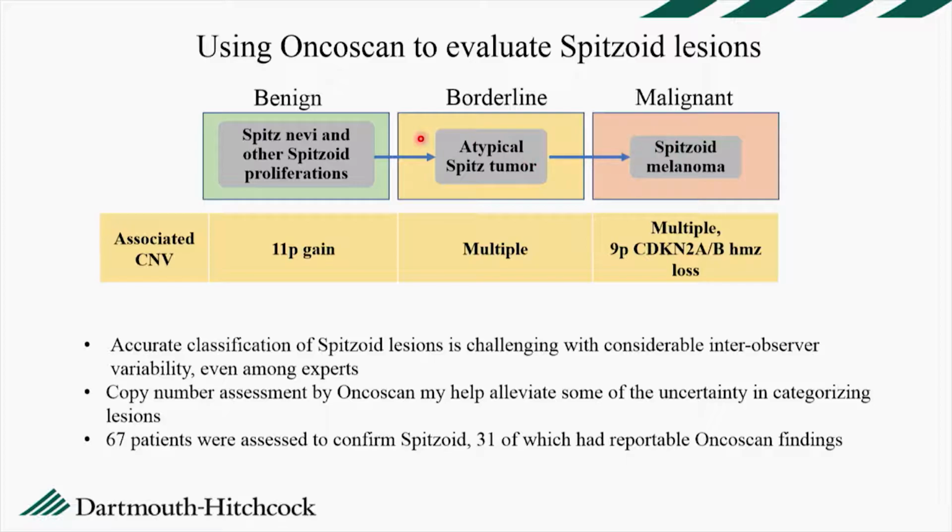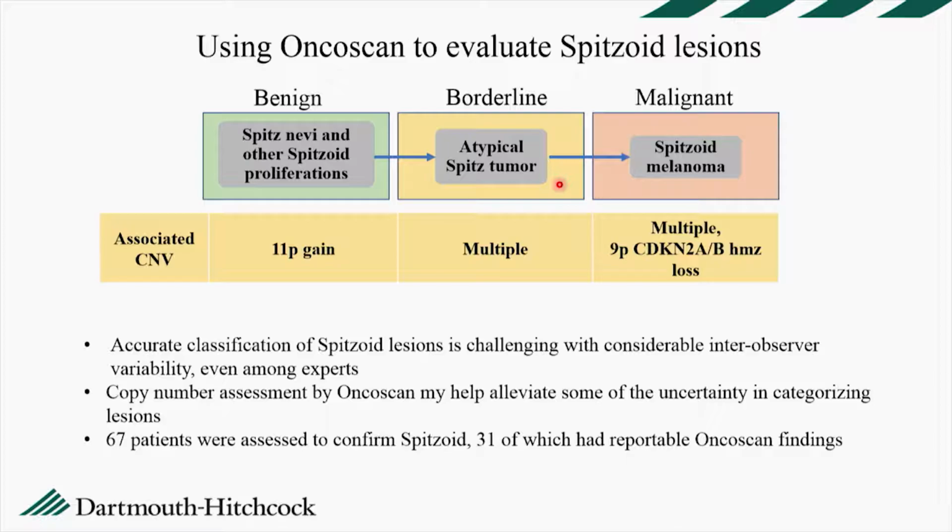Benign Spitz nevi and other types of Spitzoid proliferations also harbor distinctive copy number changes relative to ordinary melanocytic nevi, such as the 11p gain, whereas the atypical Spitz tumors and Spitzoid melanomas do indeed have copy number changes that are in keeping with conventional melanoma. But still, we believe, it is within this space that we can use Oncoscan to help identify some of the more distinctive copy number abnormalities associated with either a benign or indeed one of these other subtypes, and hopefully provide additional valuable diagnostic information.